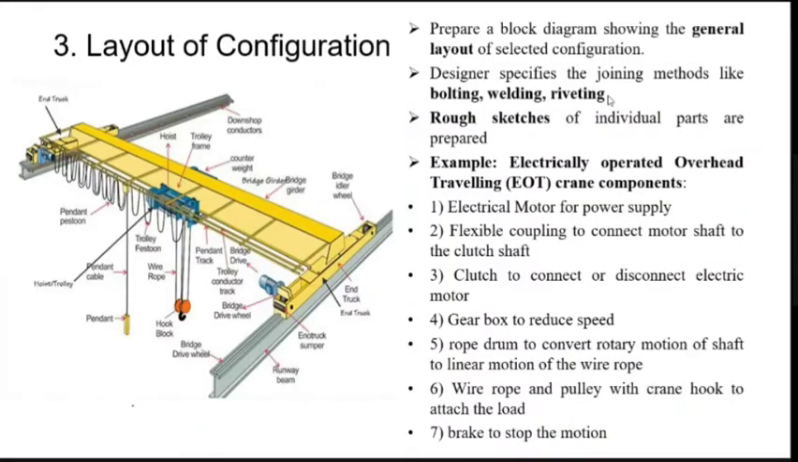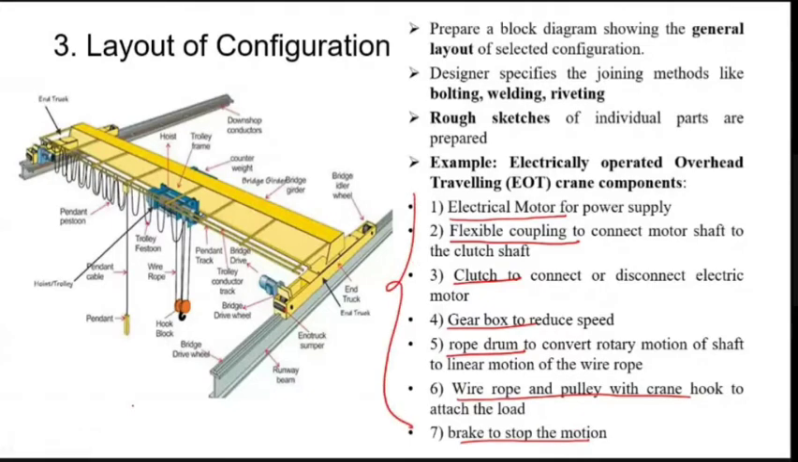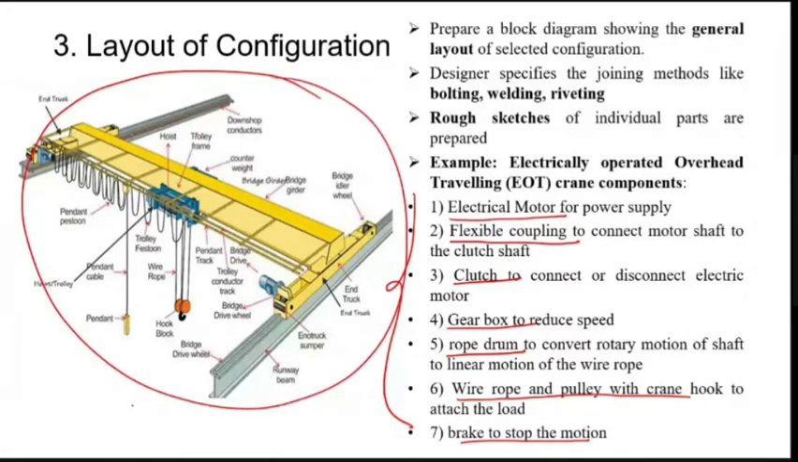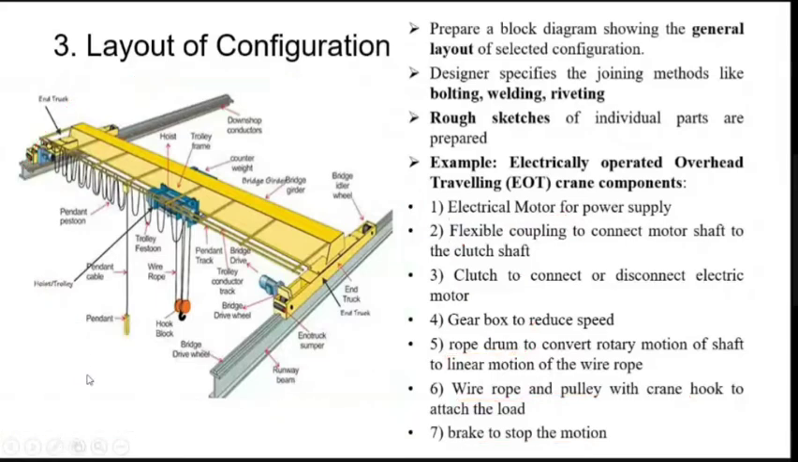Or let us say, you can take this example of this EOT here. Each and every component we will design or select: electrical motor, selection of material. We will design flexible coupling, clutch, a gearbox, a rope drum, a wire rope and pulley. Then brake. All these components I will design individually, and then it will create an EOT crane. So this is your fourth step.